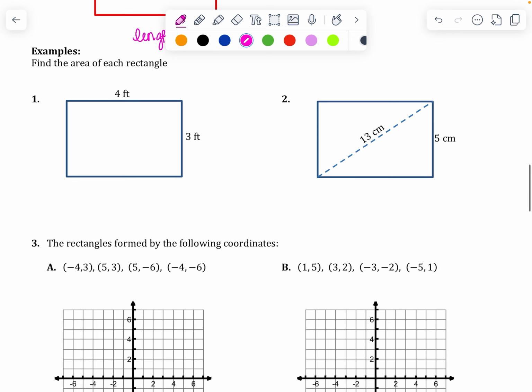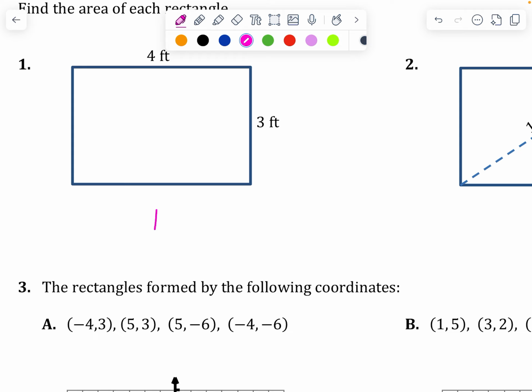Okay, let's find the area of each rectangle. Make sure you have your units on it, okay? So once again, area of a rectangle, base times height. So the area is equal to, my base is 4 feet, my height is 3 feet. So the area is 12 feet squared.